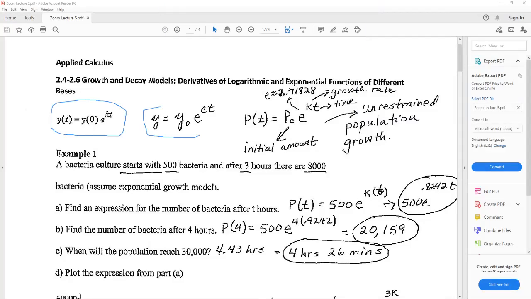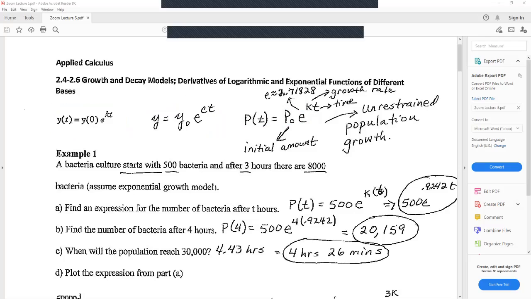So I just want to make sure you are aware that the formula is not always exactly the same, although technically, mathematically speaking, it is exactly the same. So this is the formula for growth and decay models, and I'm going to talk about this one here because this is the one that we use in our textbook.